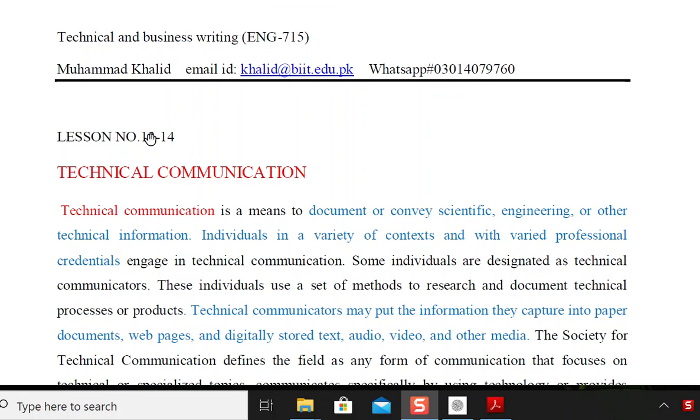Today we are going to discuss lesson number 13 and 14. It is about technical communication. Technical and scientific communication is about science, technology, engineering, subjects related to science, technology, and engineering.